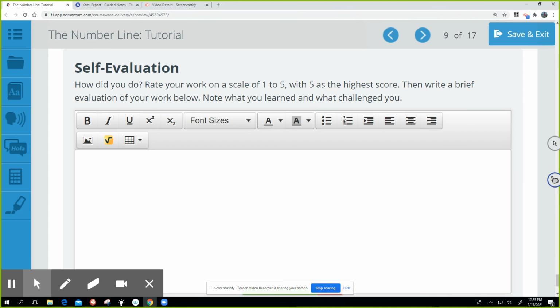What did you learn from this, what we did today? How have you gotten better? What challenges you still, or what did challenge you? Give me a really good explanation here. And then you're going to submit and save and exit, okay? Once you do that, then I would consider this math lesson done for today.